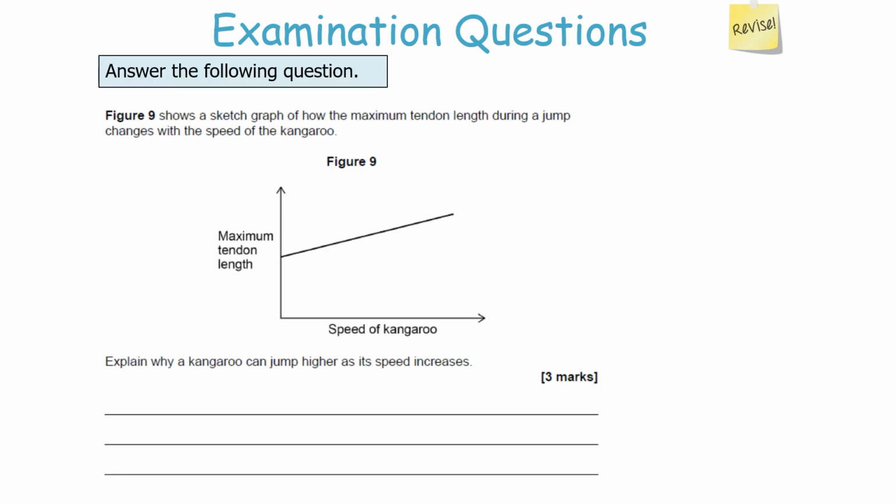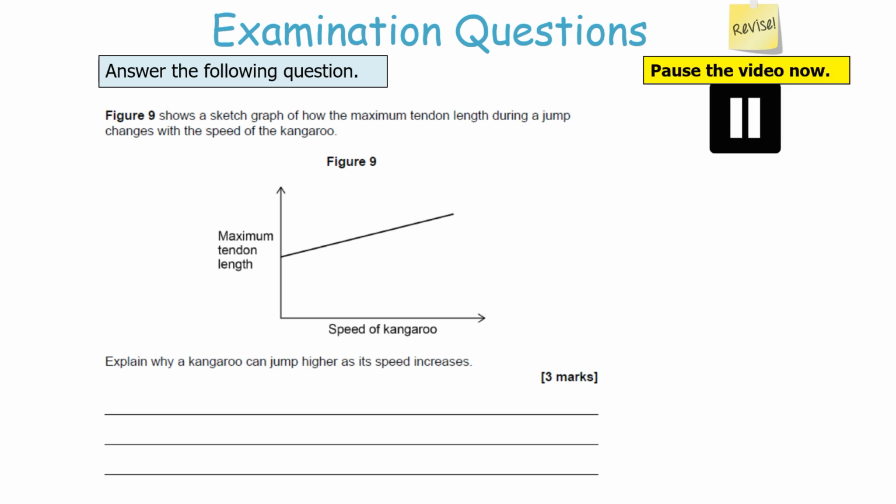The next question shows us that figure 9 shows a sketch graph of how the maximum tendon length during a jump changes with the speed of a kangaroo. So explain why a kangaroo can jump higher as its speed increases. So pause the video now, then unpause the video when you want to go through your answer.